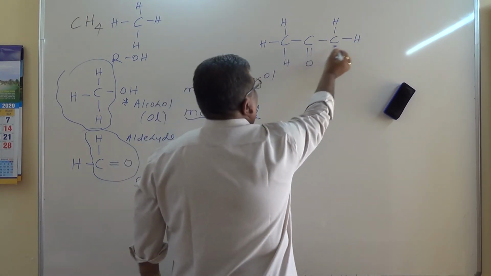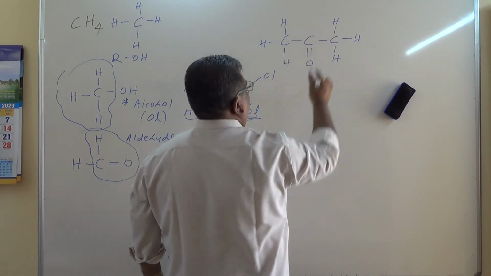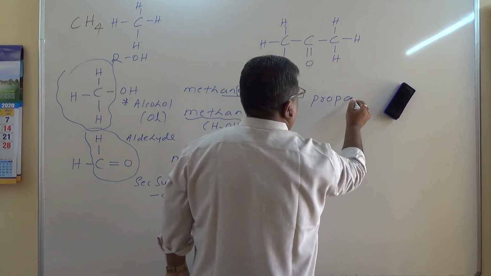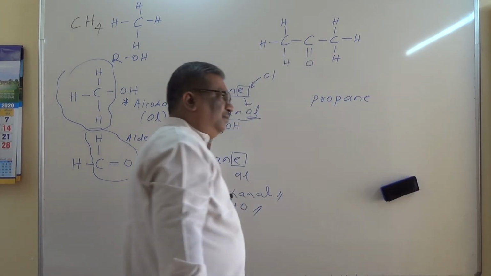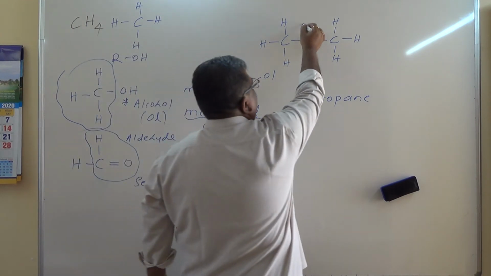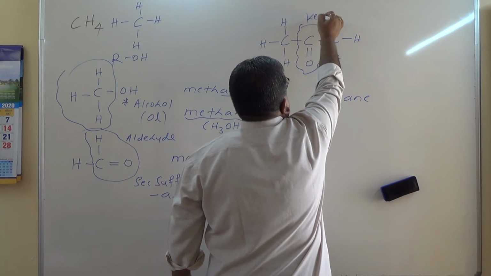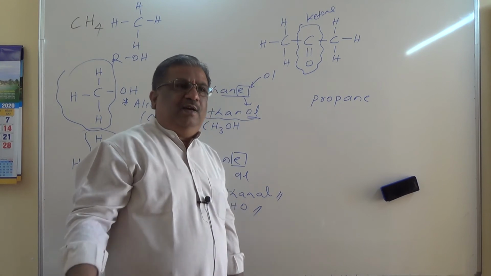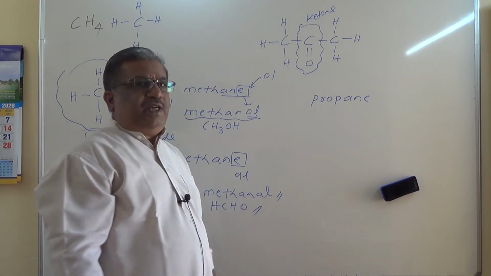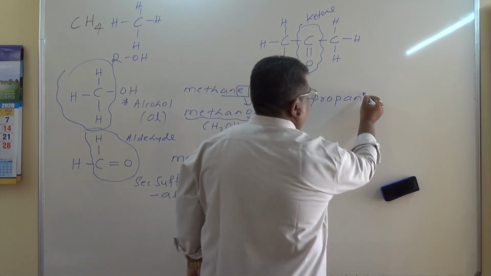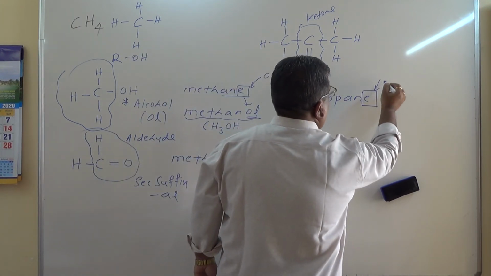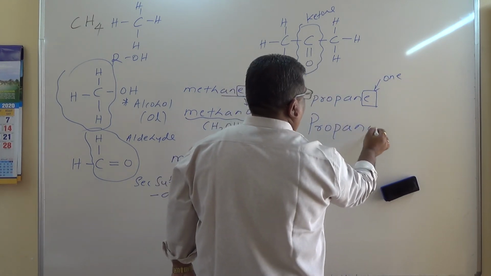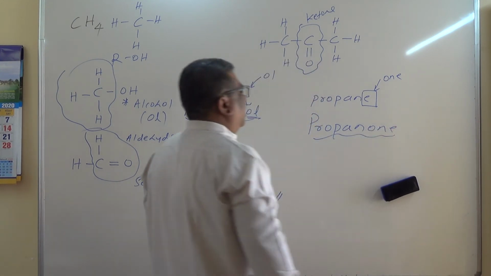Listen carefully. Parent chain, number of carbon atoms 3. Therefore, root word prop. Single bond between carbon, ane. What is the functional group? This is the functional group. Ketone. If this is a functional group, what should be the secondary suffix? ONE, own. How to change? E should be changed. Where is that E? Here. It should be replaced with ONE. So this will become PROPANONE. The name of this compound is propanone.